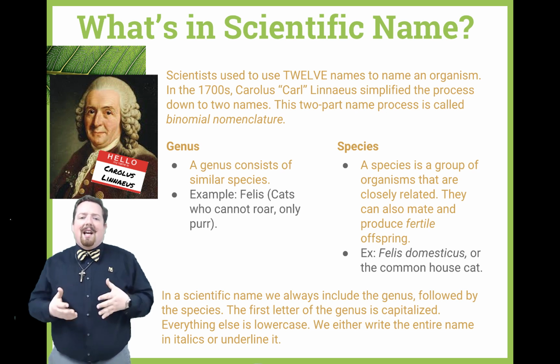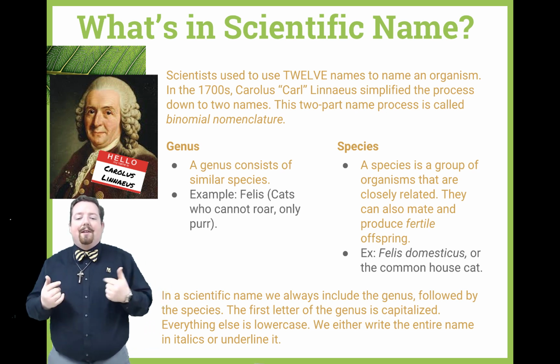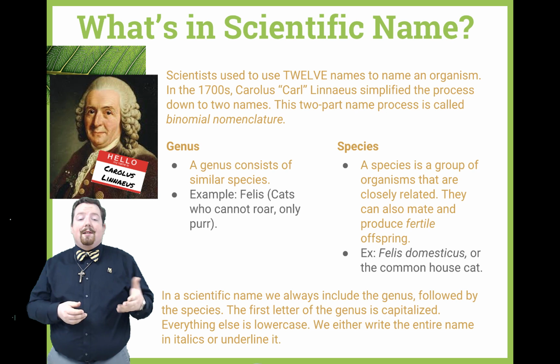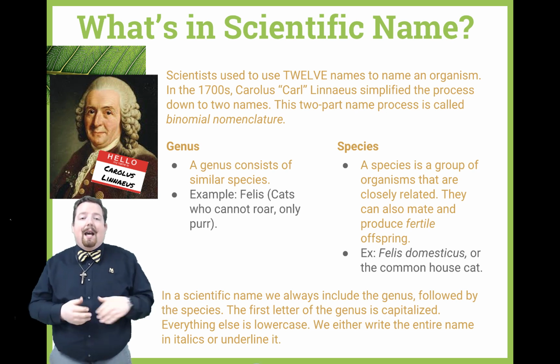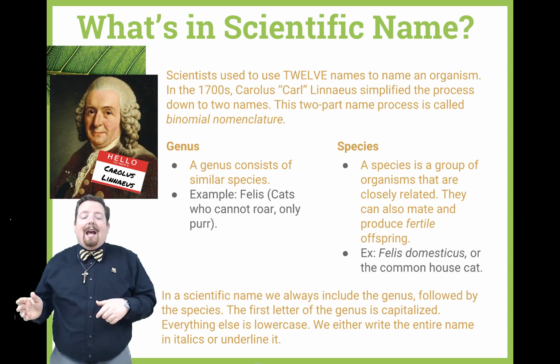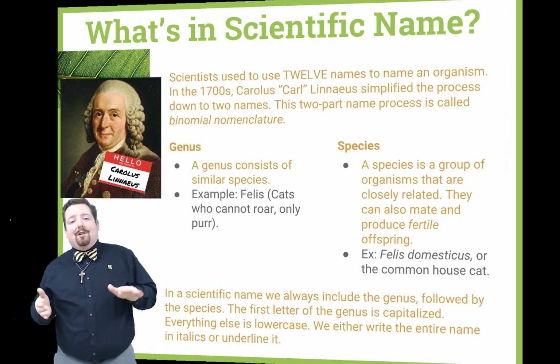So in the scientific name, we always include the genus and then the species. The first letter of the genus is always capitalized. Everything else is always lowercase, and we always write it either italicized or underlined.